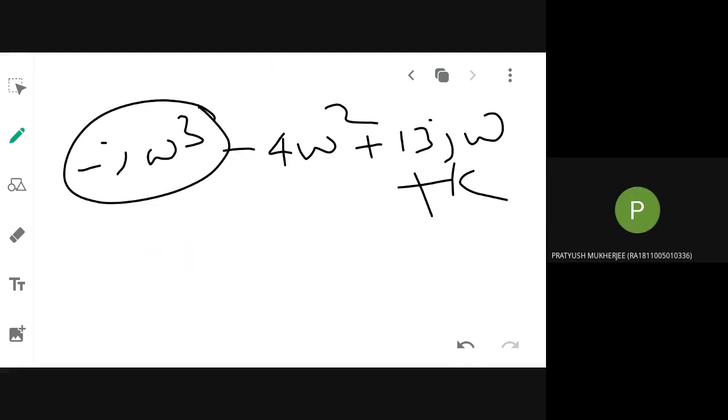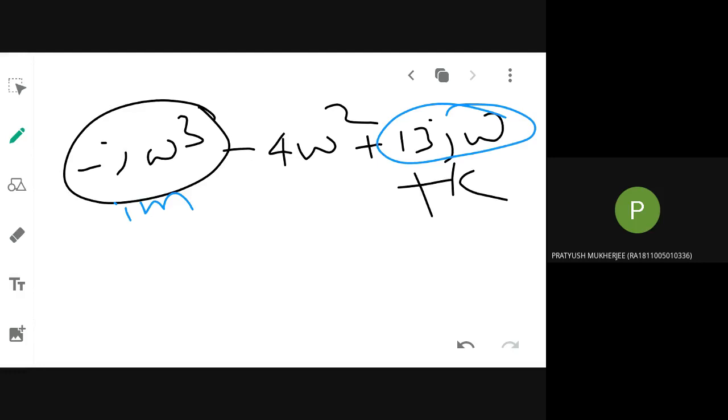That 4 omega square is not there. That is 4 j omega squared term, no? S squared term means j squared, you will get minus. Yes, understood? So the real part is minus 4 omega square plus k. This is my imaginary part. This is also having j.